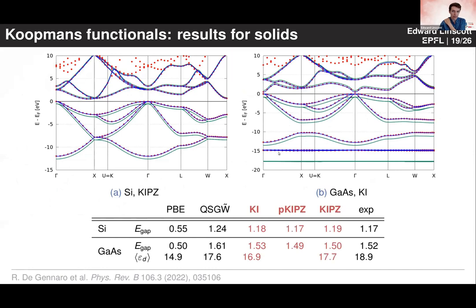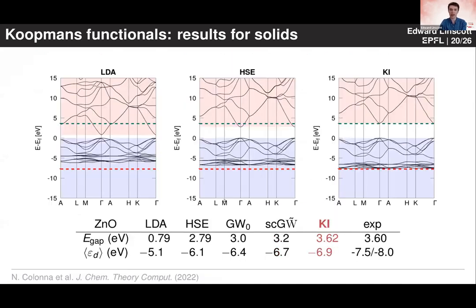We've got full band structures here again. These are more recent results where all of these flavors get very good band gaps for silicon and gallium arsenide, among various other calculations. I've just focused on those two, where we get band gaps that are very good with respect to experiments and d-band positions that are good, if not perfect. And here's a result on zinc oxide with our most recent iteration, which Nicola is probably going to talk about, where we've got KI, which is getting a very, very good band gap with respect to experiment. And again, the d-band position is quite good.